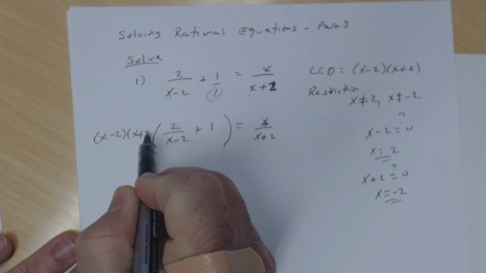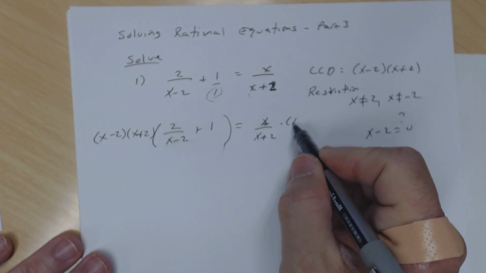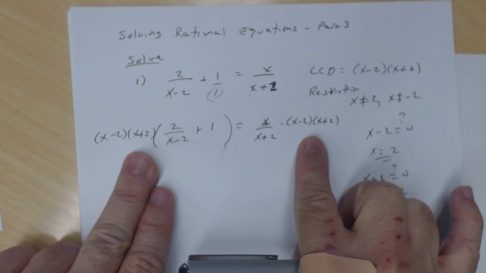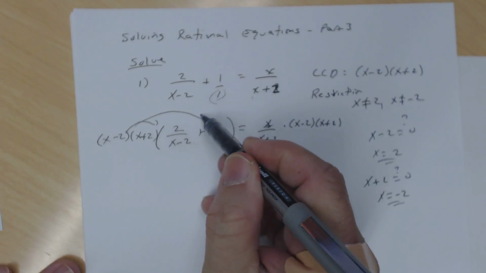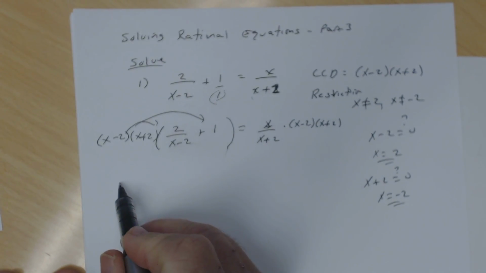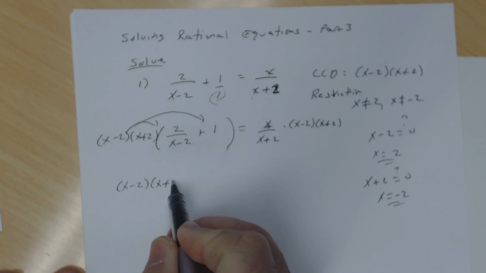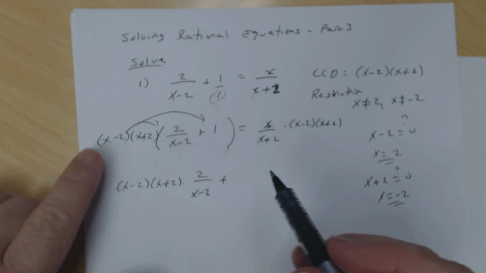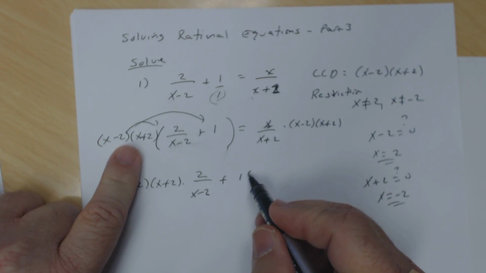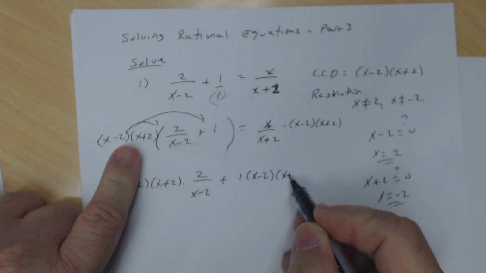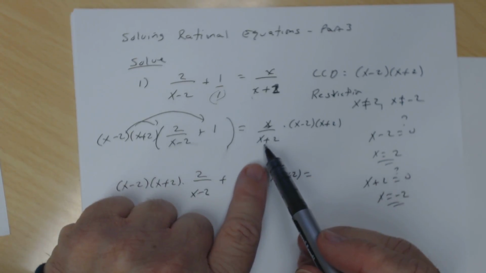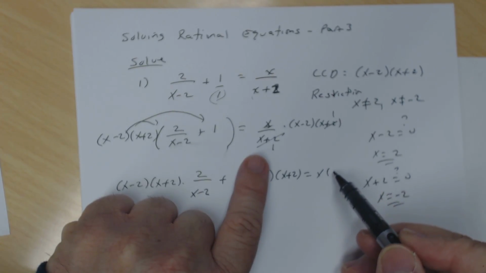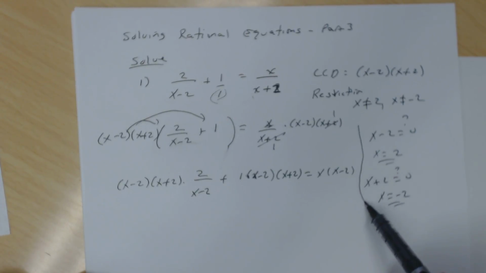So you multiply both sides by the LCD, times x minus 2, x plus 2. What I do to one side, I do to the other. Then distribute. Don't do this in your head, actually work it out. So you get x minus 2 times x plus 2 times 2 divided by x minus 2, plus the LCD times 1, so times 1 times x minus 2 times x plus 2, equals, and over here, these x plus 2's divide out, and you get x times x minus 2. So that's what I end up with.